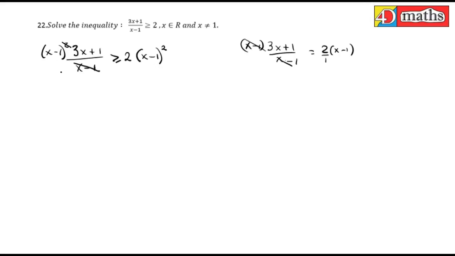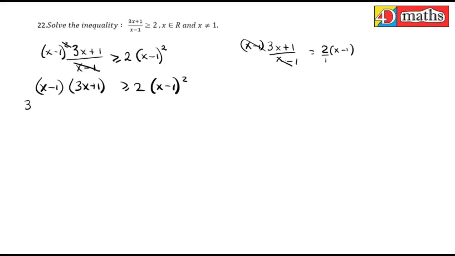Okay, so this is my sum. We all have it in a straight line. So we have (x - 1)(3x + 1) is greater than or equal to 2(x - 1) squared. So we're going to multiply this out. Okay, so I'm going to do this quite quickly. I'm going to split the brackets because that's what you'll do yourself.